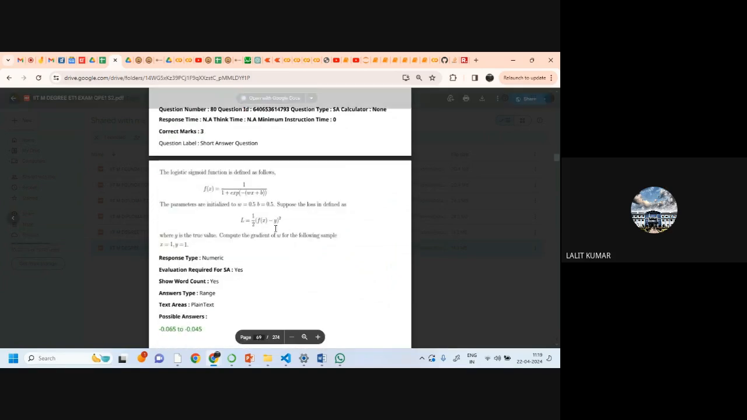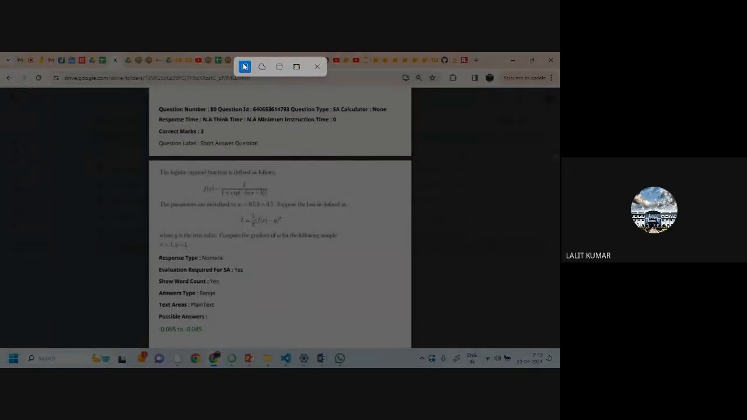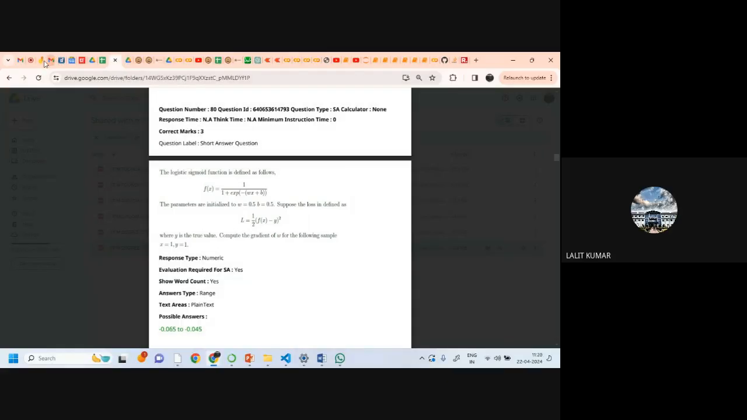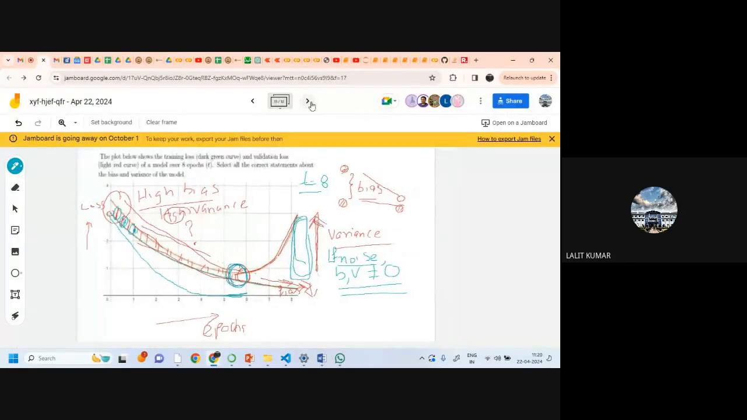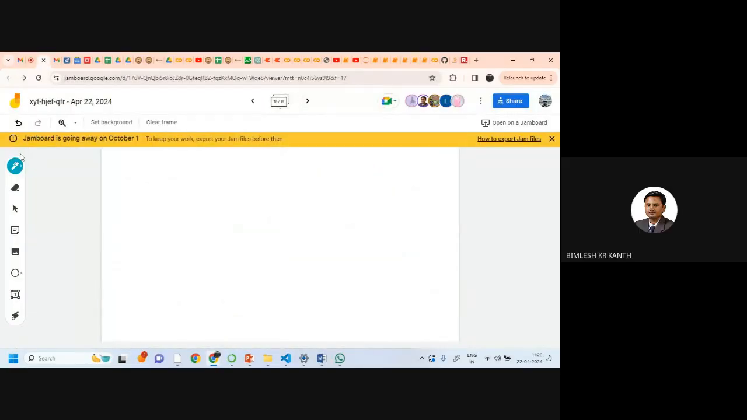The logistic function, sigmoid function is defined as this. The parameters are initialized through this. Suppose the loss is defined as this. Compute the gradient of W for the following sample, X is equal to 1, Y is equal to 1. This is a straight away calculation. Do we all have to calculate delta W? That sigmoid curve formula we'll use.